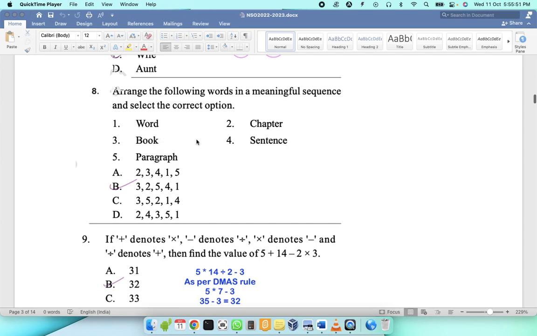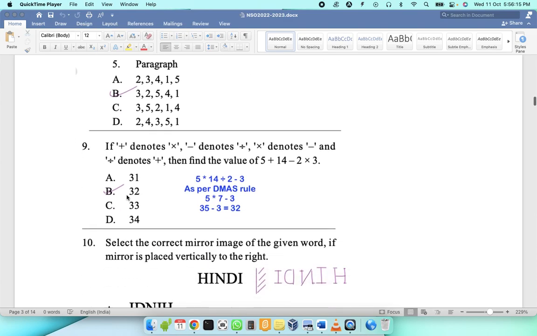So here we have to arrange the following words in a meaningful sequence. We know that a book is made up of chapters and chapters are made up of paragraphs. Paragraphs are made up of sentences and sentences are made up of words. So B is the answer.